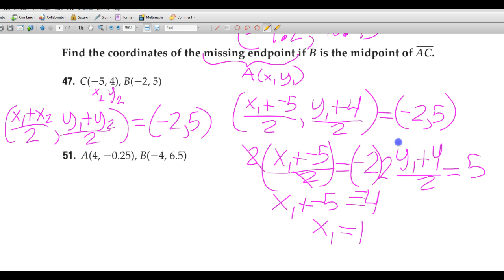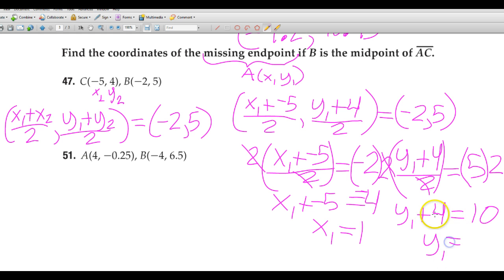And same idea over here. So we'd multiply by 2. And that would clear the 2 out. And this time we want to subtract 4. So A would be located at 1, 6.